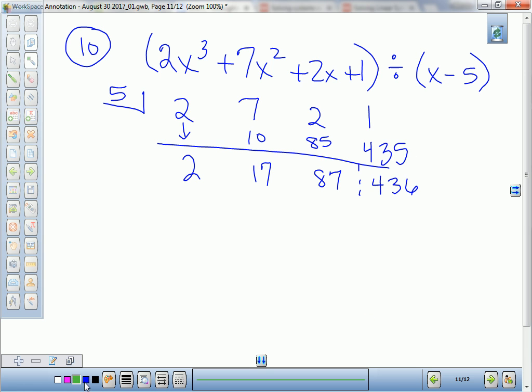Okay. So this is our ugly remainder. Now, if there's not a sign, you always put a plus. And then this is our constant. This one needs the x. And this one will have an x squared. So 2x squared plus 17x plus 87 plus 436 over x minus 5. That's the whole remainder? It is. It's ugly, Eric.